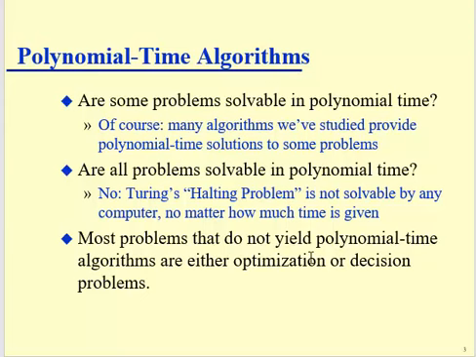And this is very important: all the problems that we can't solve in polynomial time are either optimization or decision problems. Optimization problems mean problems for which in the output we have to minimize or maximize something, and decision problems are those in which the output will be either 0 or 1.